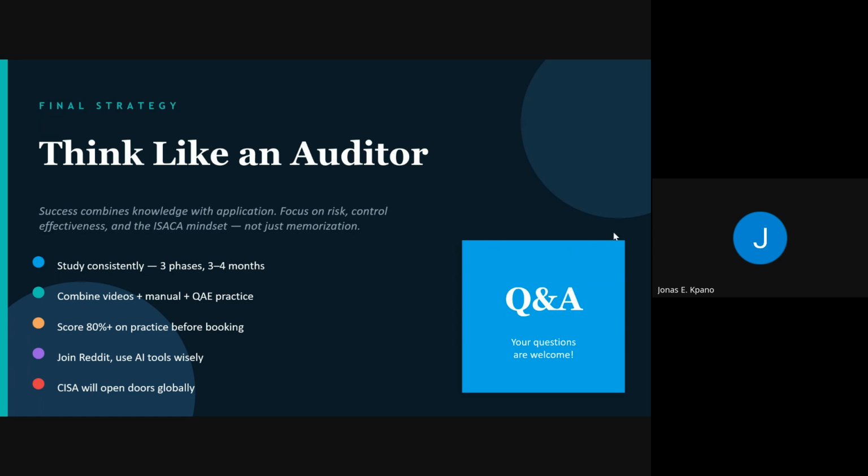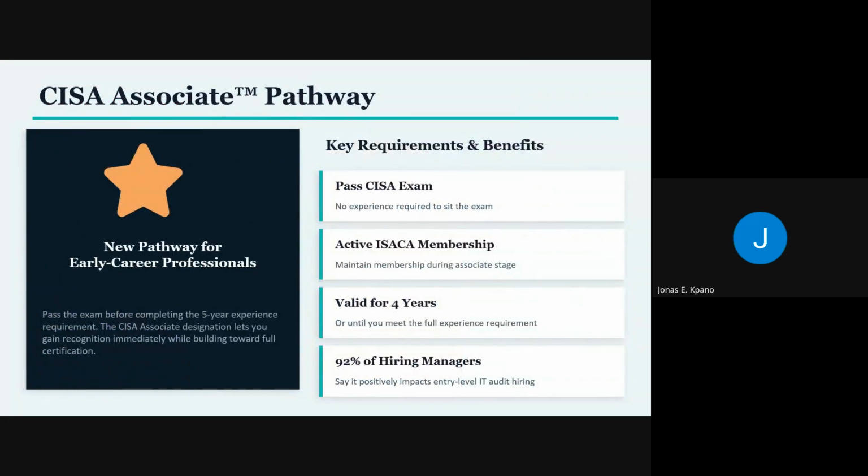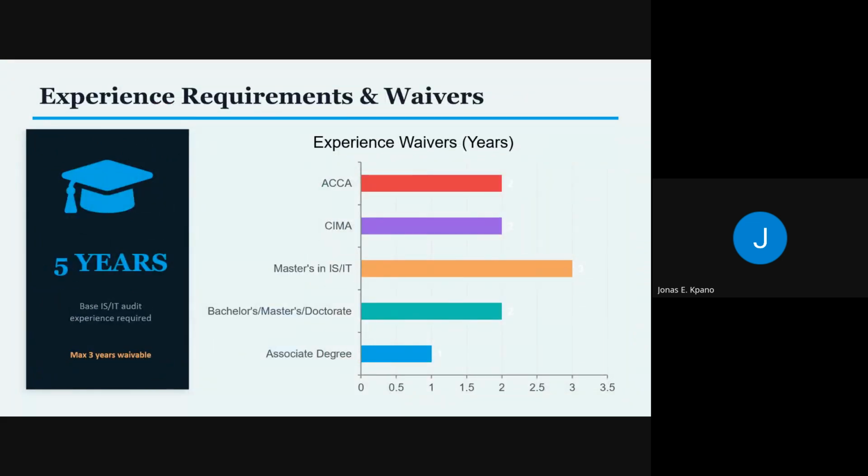Yes, you can still take it. It's 5 years of experience, and it has waivers for that experience. If you have a master's degree or bachelor's degree in any program at all, it will waive 2 years of experience. If you have any of these other degrees or the CIMA certification, it can waive more. You have a maximum of 3 years of waivers. Do you have any of these?